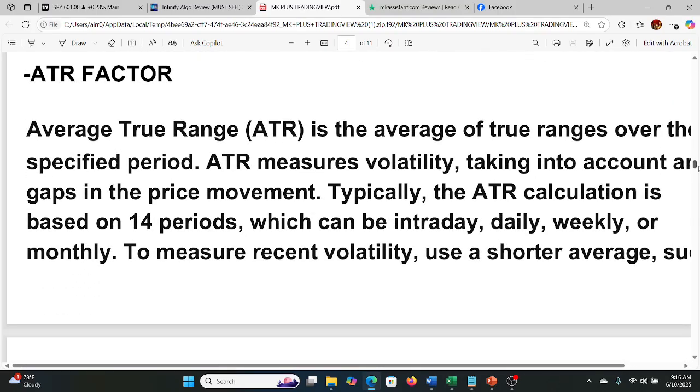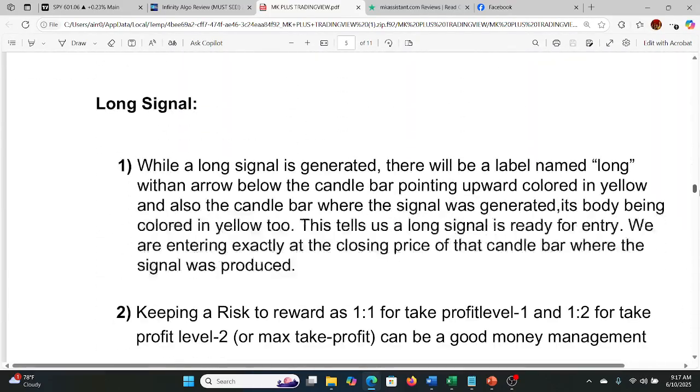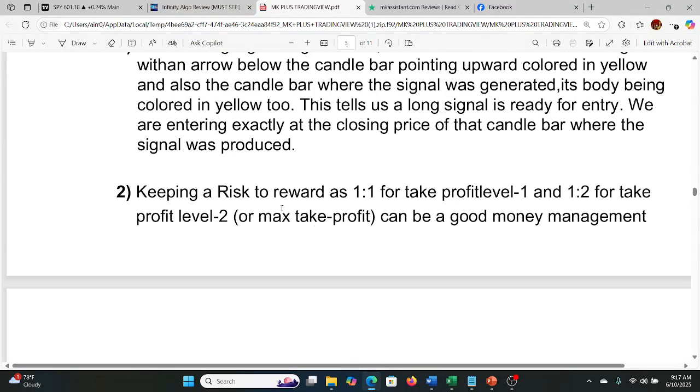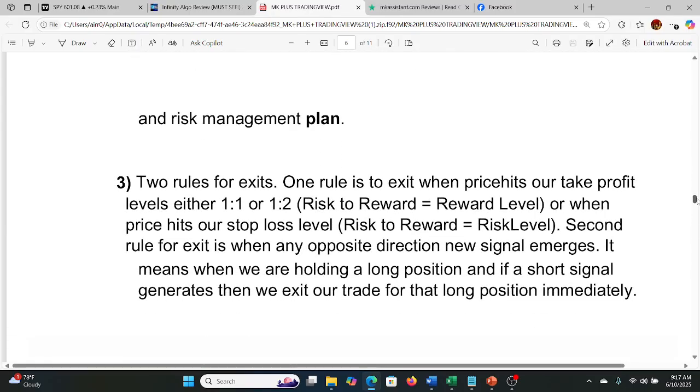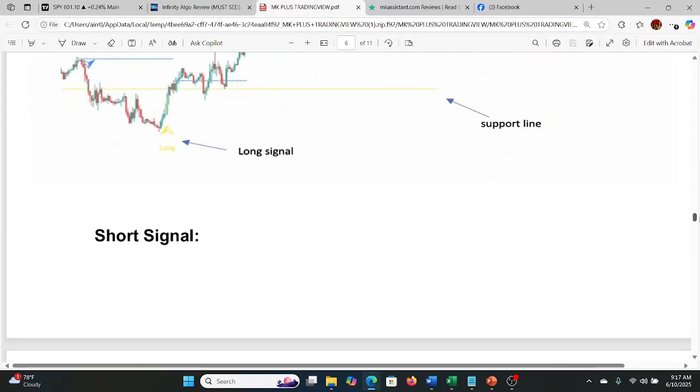Then they talk about the ATR, which is one of the things you can change, the ATR period. Long signals, obviously, it's very easy. So they're basically saying keeping the risk reward 1-to-1 or 1-to-2 for take profit level 2 can be good money management. So they talk about that a little bit. And then they show you what they mean.